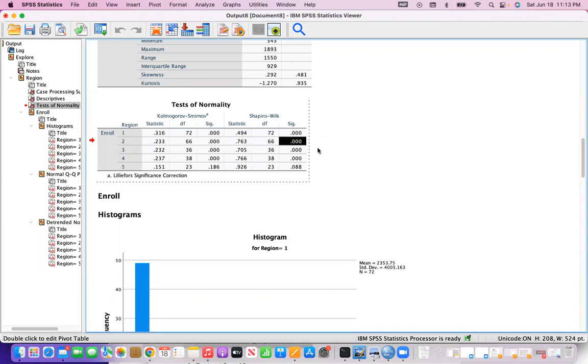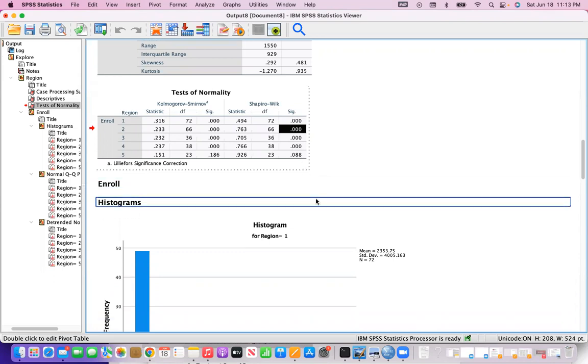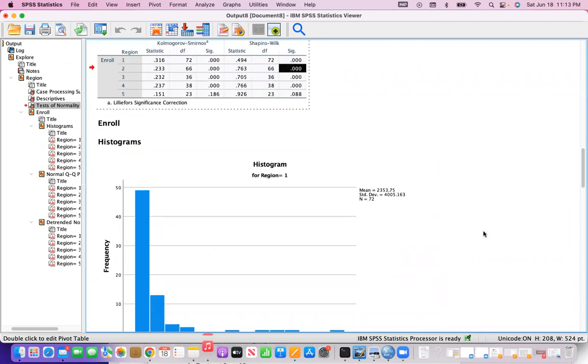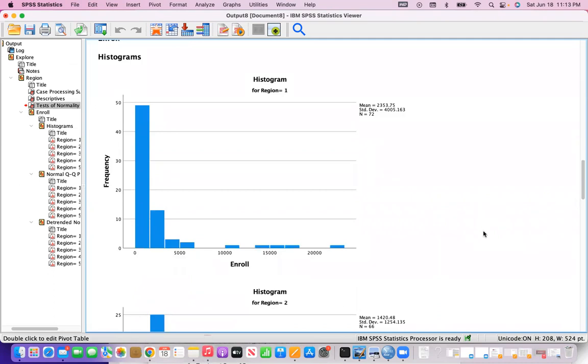So both of those do not meet the normality test. The value should have been greater than 0.05. However, for region 5, it is greater than 0.05. So again, like I said, we're going to assume that all of our assumptions are met with this test, so you can see how to run the ANOVA on the data. Looking at the histogram for region 1, notice that it does not fit a normal curve very well.